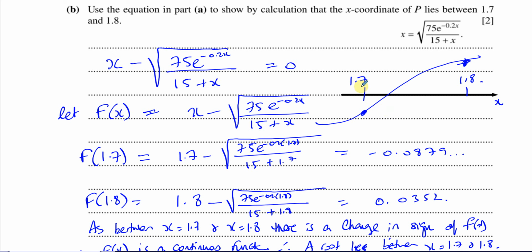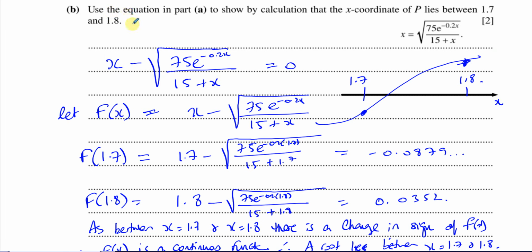So there's a root somewhere between 1.7 and 1.8. If they both have the same sign, then we couldn't be sure that they cross the x-axis. But because they have different signs, there must be a root somewhere between these two values. Okay, so that's how we can explain that using this change of sign method.